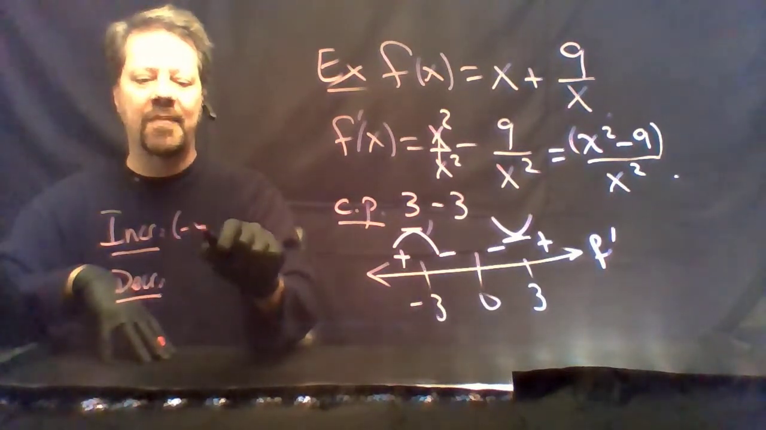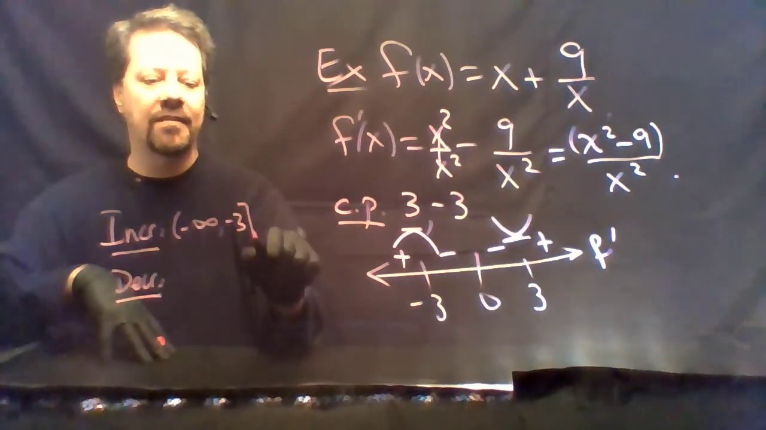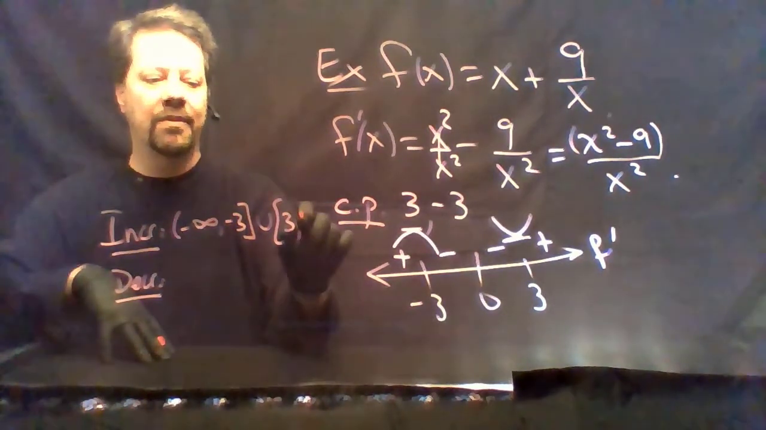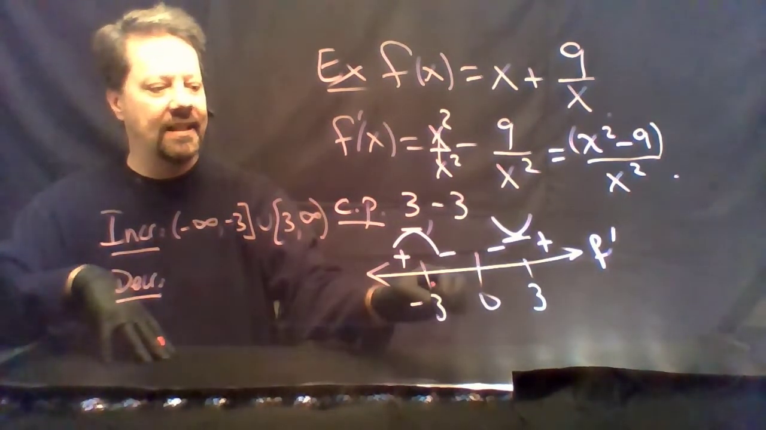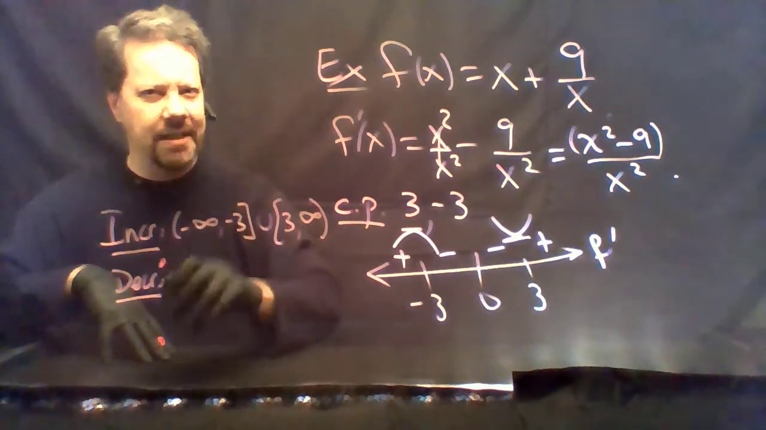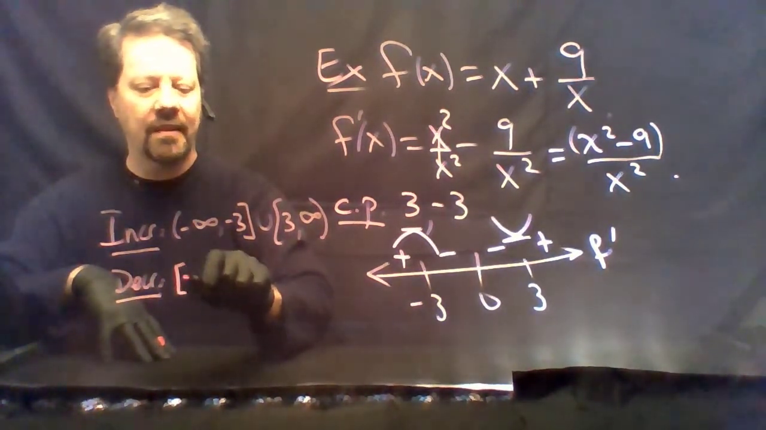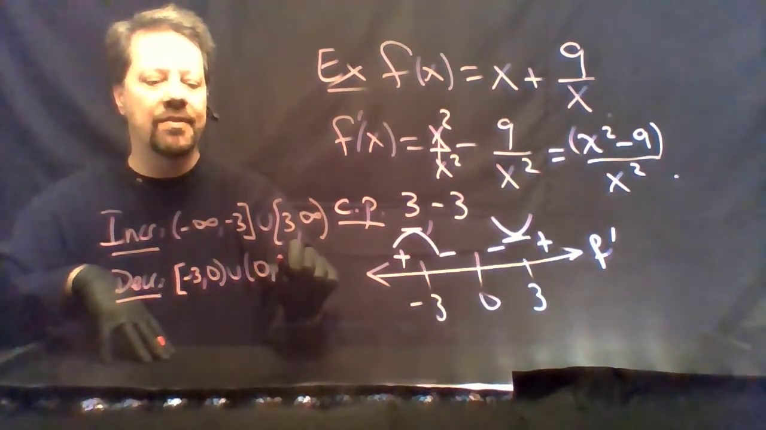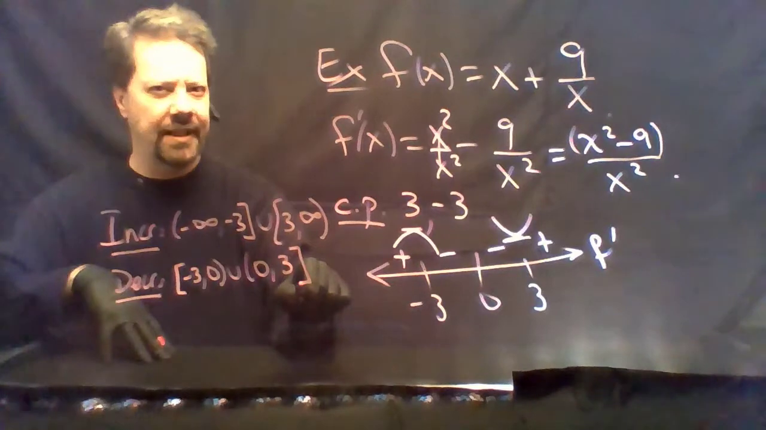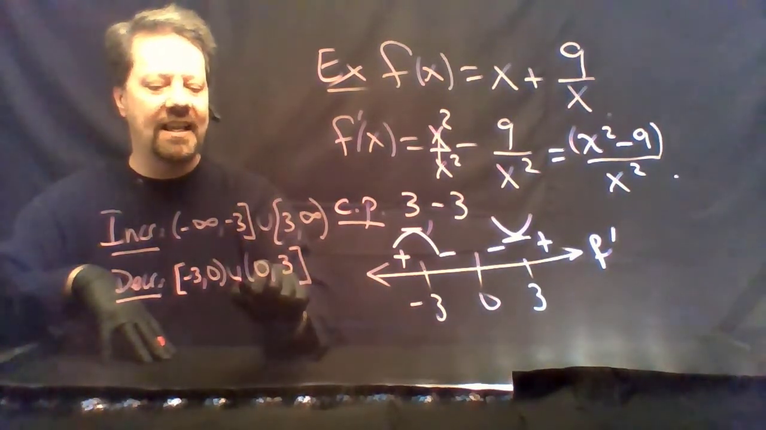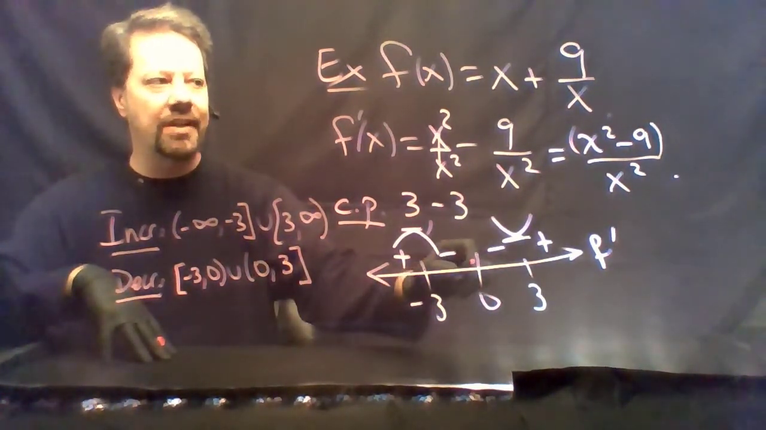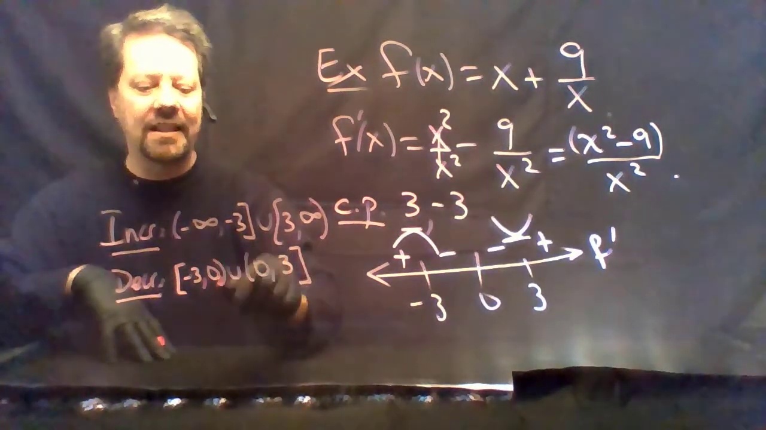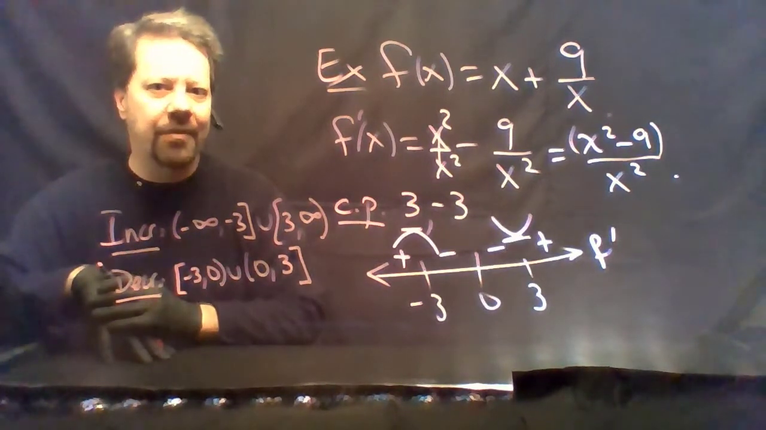It increases from minus infinity to negative 3, union 3 to infinity. And it is decreasing, we need to be careful here, from negative 3 to 0, union 0 to 3. It can't be all the way across, including 0, because the function is not even defined at 0. So we have to leave 0 off of both of these intervals.